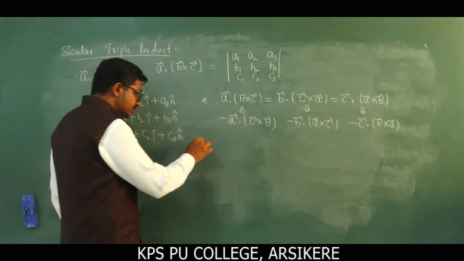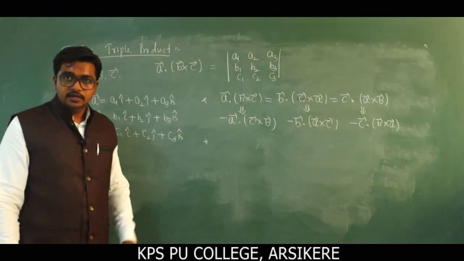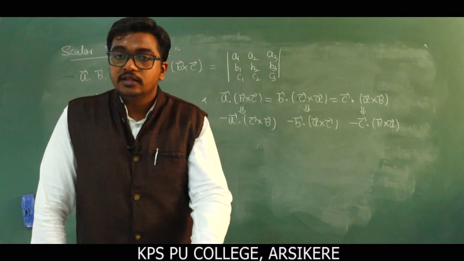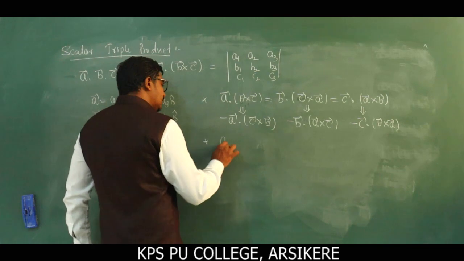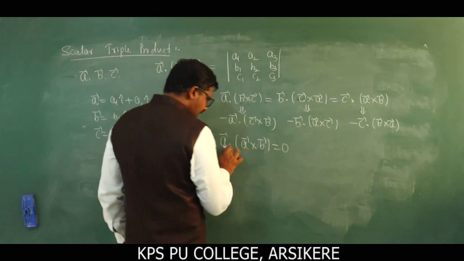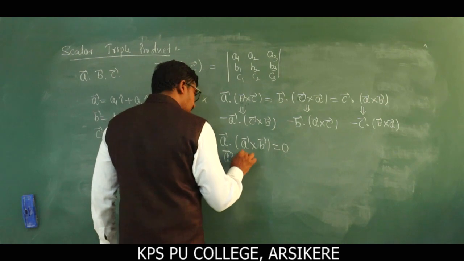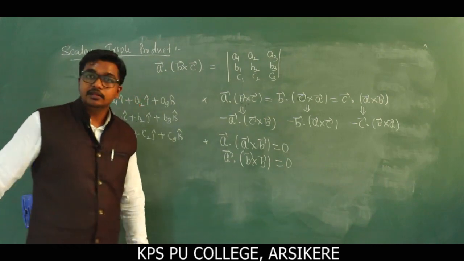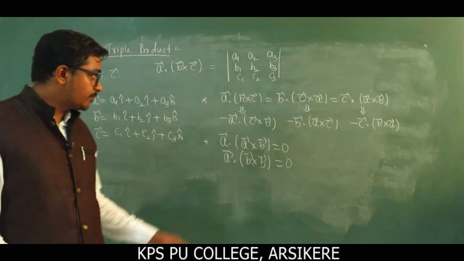Okay, next one, we'll observe one. Any one of the vectors is repeated here. Suppose B repeats 2 times. If any one of the vectors is repeated, then their scalar triple product becomes 0. It means vector A dot vector A cross B is equal to 0 because A repeats 2 times here. Suppose this is vector A dot B cross B, that is also 0. Any one of the vectors is repeated, then their scalar triple product becomes 0.